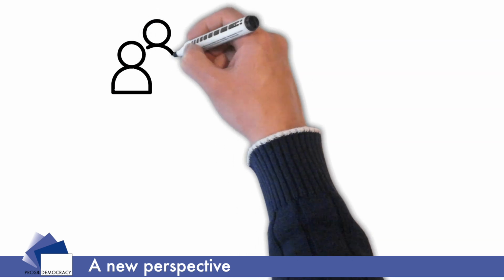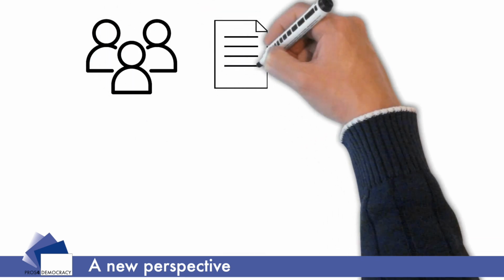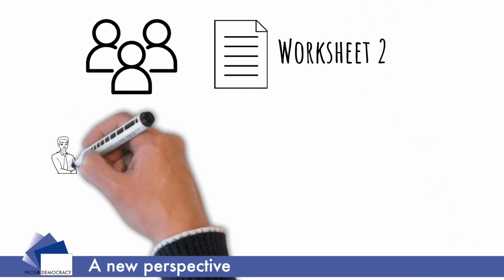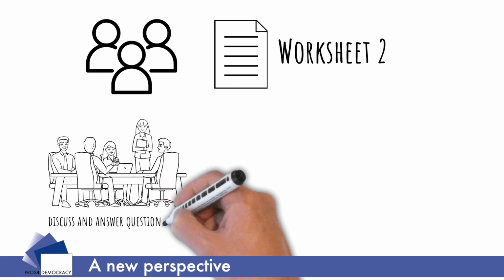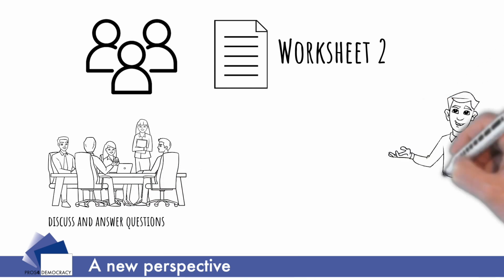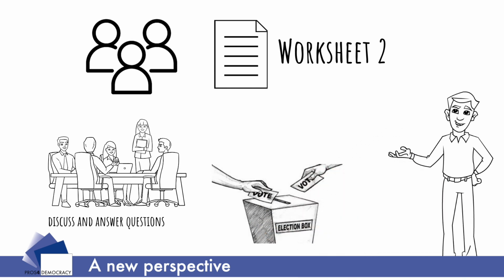Divide the class into groups again. Give each group worksheet 2 and ask them to discuss and answer the questions. Ask each group to present their answers. Guide a discussion about the importance of voting in elections or referendums. The discussion should identify key global issues.